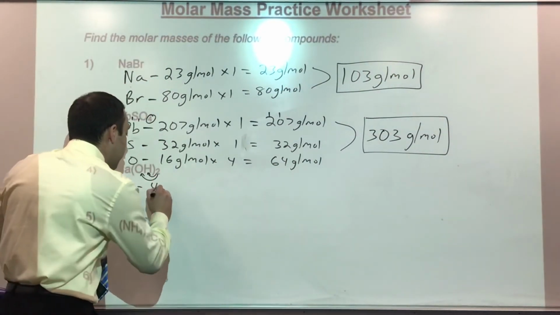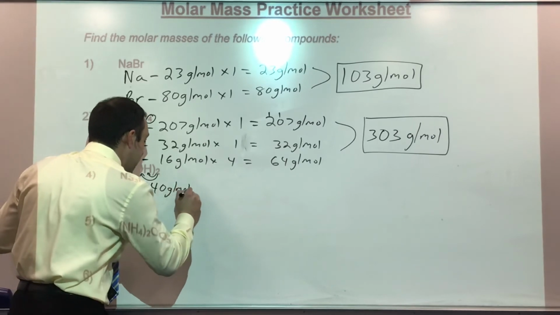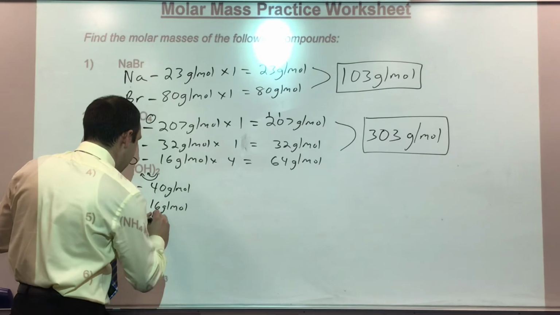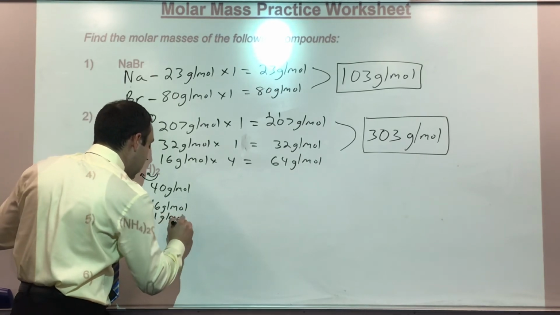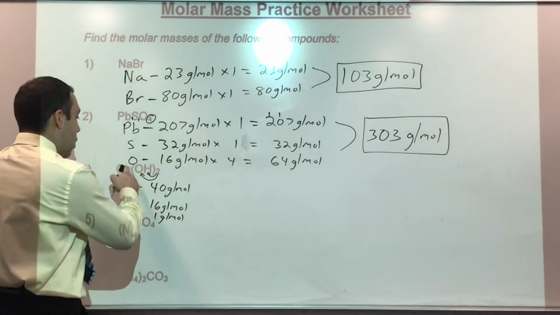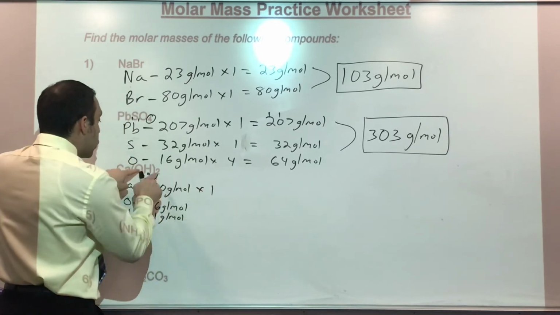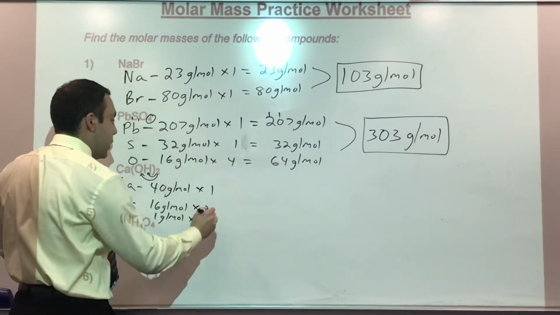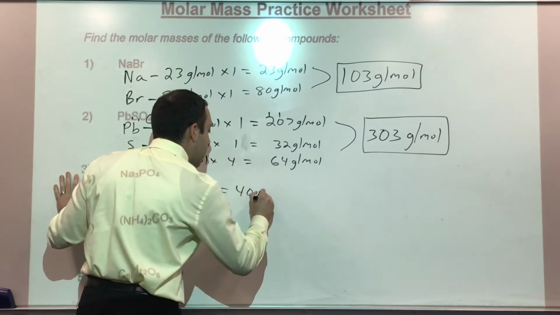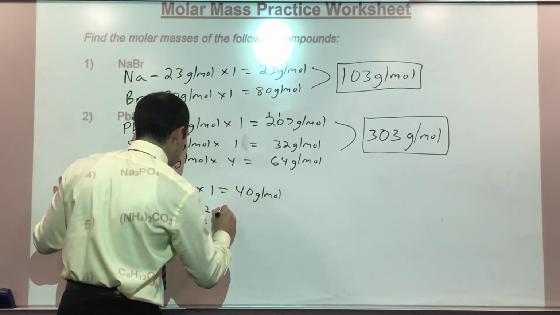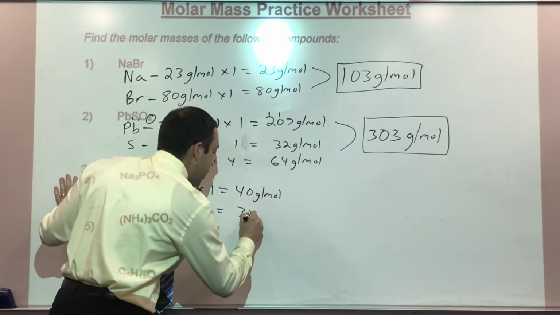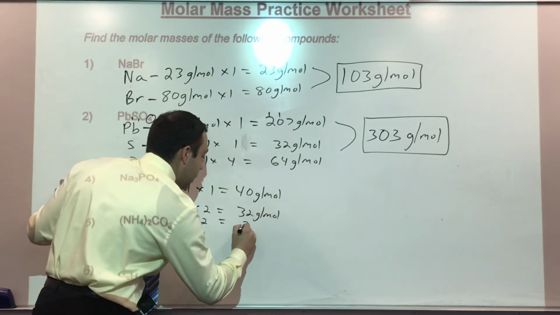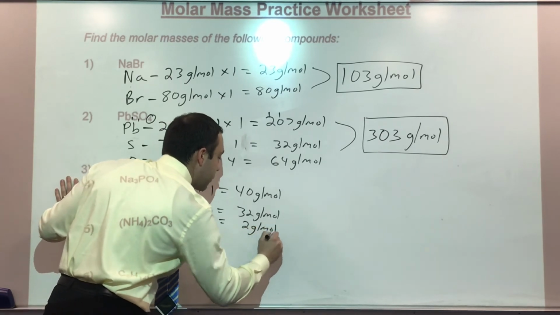So calcium is 40 grams per mole. Oxygen is 16 grams per mole. And hydrogen is 1 gram per mole. 1 calcium, 2 oxygens, because they distribute, and 2 hydrogens. 40 times 1 is 40 grams per mole. 16 times 2 is 32 grams per mole. And 1 times 2 is 2 grams per mole.